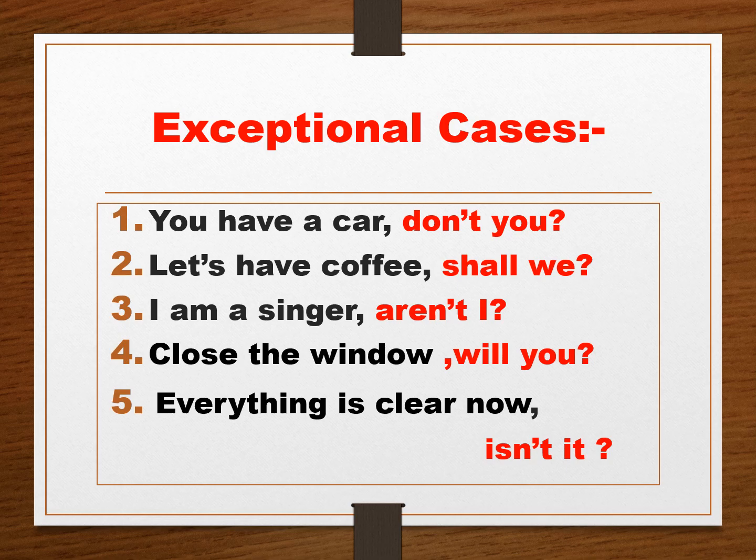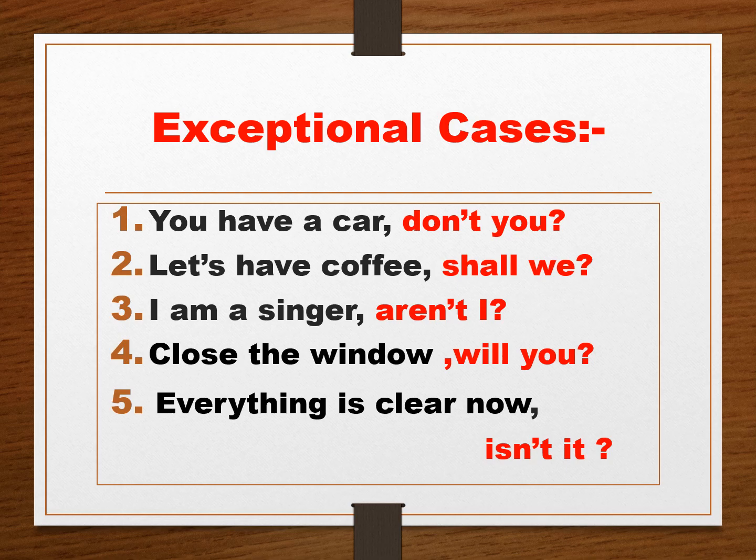Then the next sentence is an imperative sentence. That's an order or it may be a command. So, close the window. Here when there are imperative sentences, we opt for will or would. Though the sentence is positive, we'll go with the positive tag only. So it is an exceptional case. You may also use won't. If you use won't you, then it becomes more polite, right?